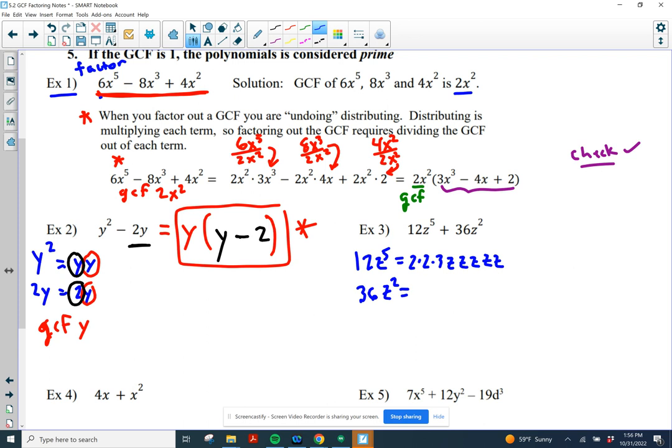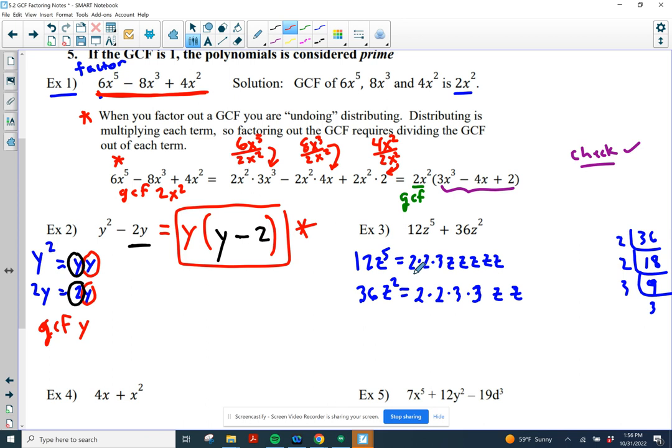As we do this, I'll take the 36 and break it down: 2 and 18, 2 and 9, 3 and 3. So that 36 is 2 times 2 times 3 times 3. And then the z squared is z times z. Now what do they have in common?